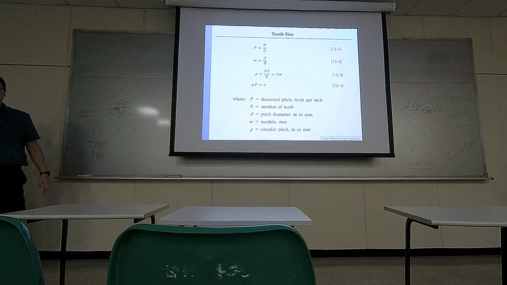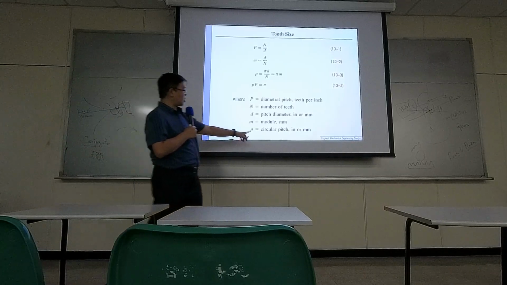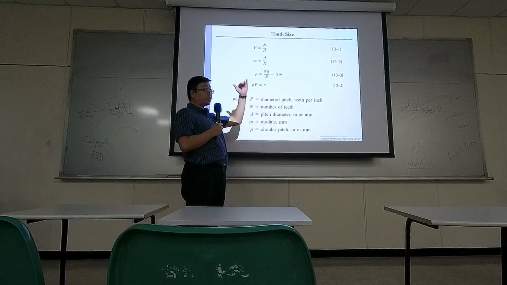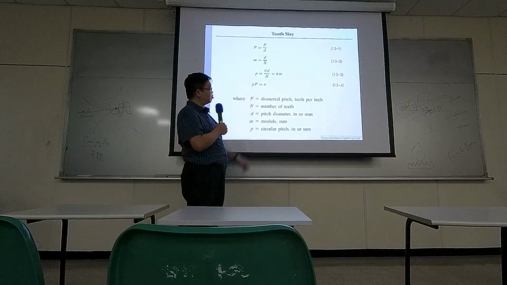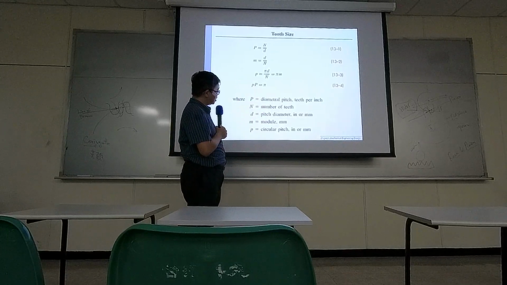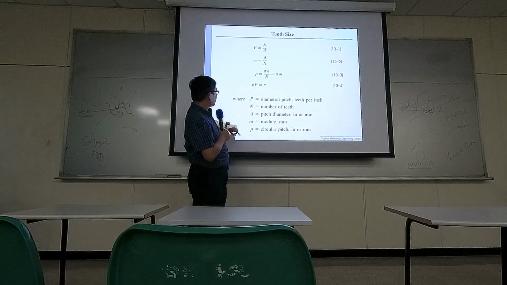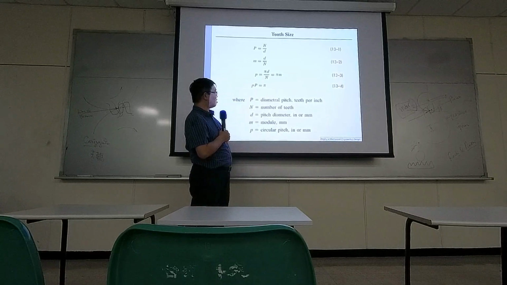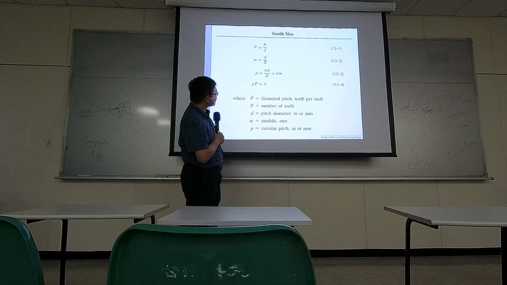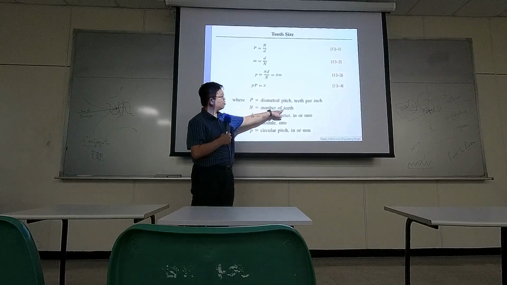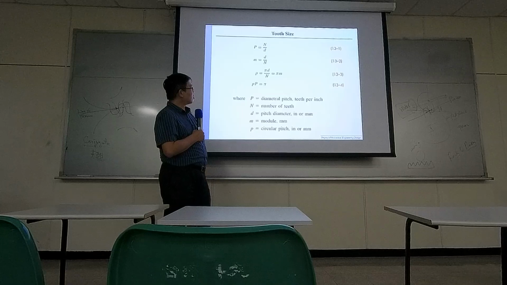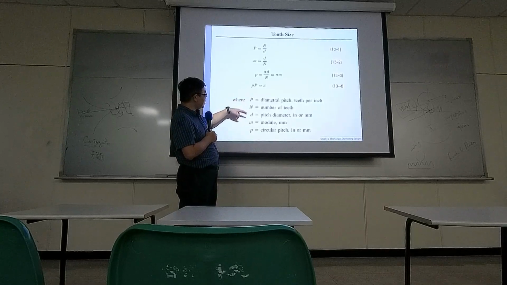Capital P, small p is the circular pitch, basically the pitch between two neighboring teeth. So small p is right here. Small d, pitch diameter, which was mentioned earlier. Number of teeth, easy to understand.